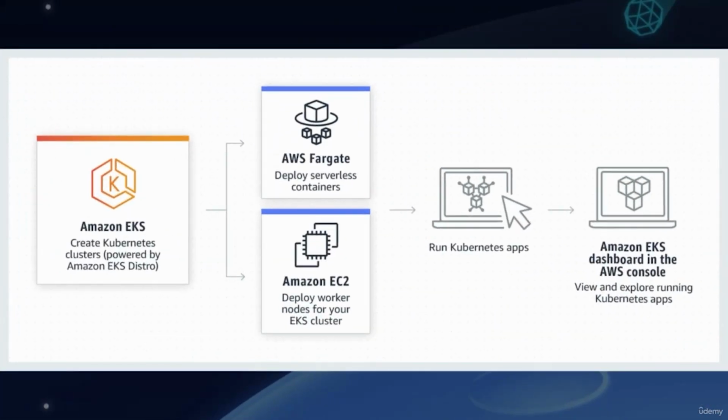So the process starts by you defining and creating your EKS cluster using Amazon EKS, which again is powered by the EKS distro, open source distribution of Kubernetes. And then once you've done that, you can deploy that to AWS Fargate if you want a serverless environment. Or you can deploy that to Amazon EC2, and that will create a number of worker nodes for that EKS cluster. And once you have that deployed, you can run your Kubernetes apps on that infrastructure. And then, of course, you can view the performance of your apps in the EKS console.